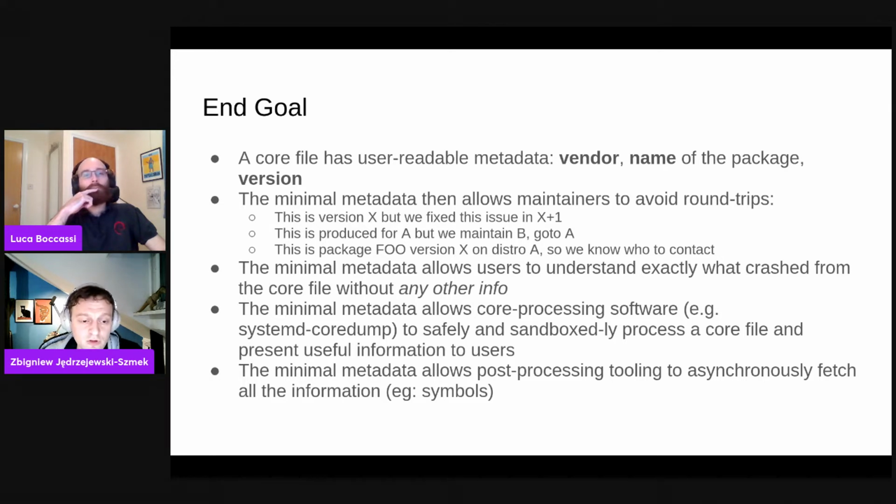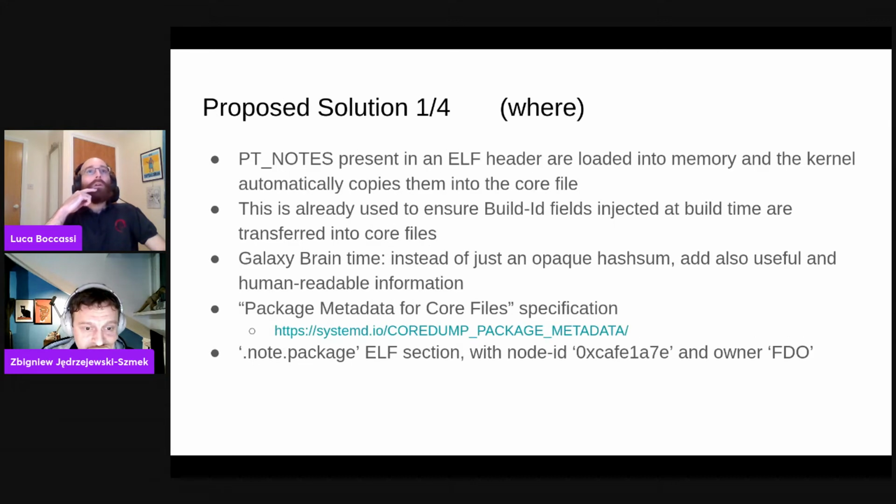This information serves as a stepping stone that helps maintainers asynchronously later on retrieve additional information like the debug symbols. So let's look at some details of the implementation. How do we make sure then that this information is always deterministically and surely available in the core file?